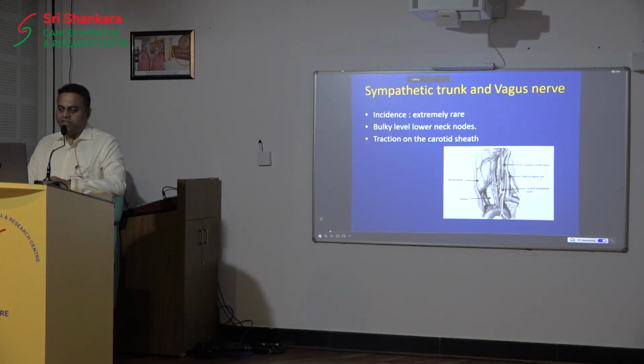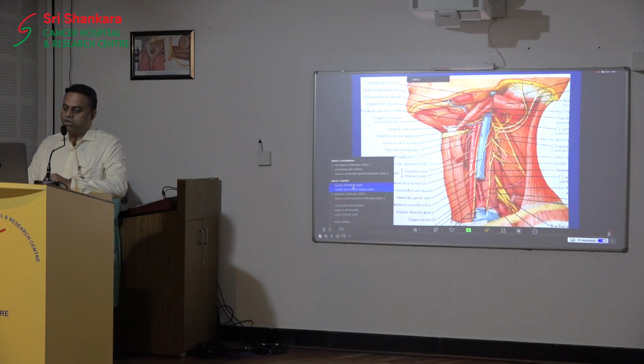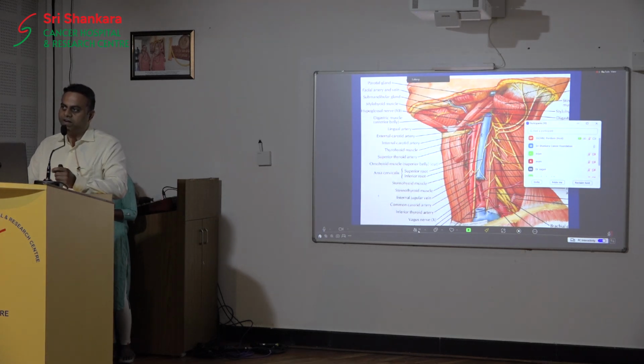Coming to the sympathetic and the vagus nerve, the incidence of injury to these is extremely rare, even when you're dealing with gross N3B nodes in the lower neck. Now we need to understand the course of the vagus nerve. The vagus nerve lies within the carotid sheath, posterior and medial to the internal jugular vein. So whenever we want to ligate the IJV, we have to have proper exposure. Separate the vagus, separate the IJV, expose it properly, and only then do your transfixation stitches. Otherwise we end up damaging the vagus.